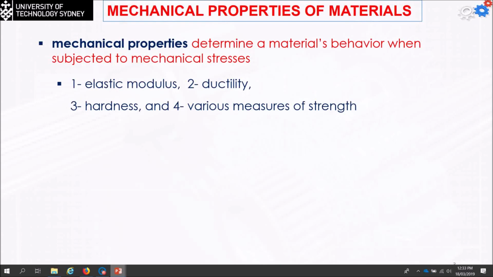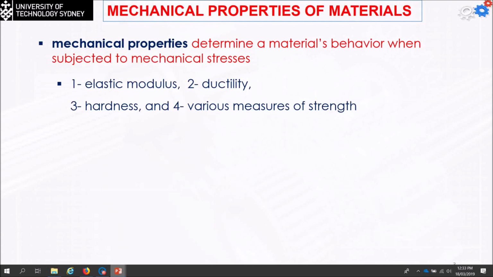While, for example, iron, the steel bar, you can bend it to a certain level. When you relieve the force, it's going to return to the original position. So it's a ductile material. And usually in manufacturing, we're looking for ductile material if we want to do some machining or deformation on it.